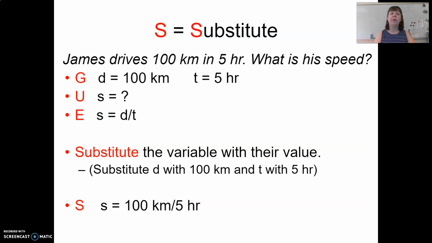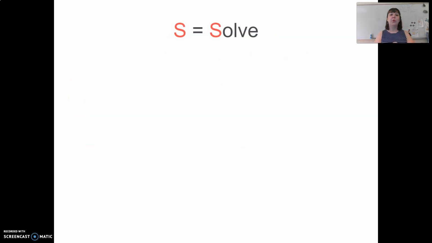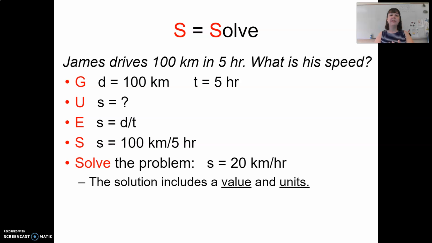Now we've got something we can put into the calculator. So we'll put that in the calculator and solve it. 100 divided by 5 gives us 20. Now the 20, remember, we need to have both the value, the 20, and we need to have our units. So keep that kilometers, keep the hours, and we get kilometers per hour, which is our speed measurement, okay?